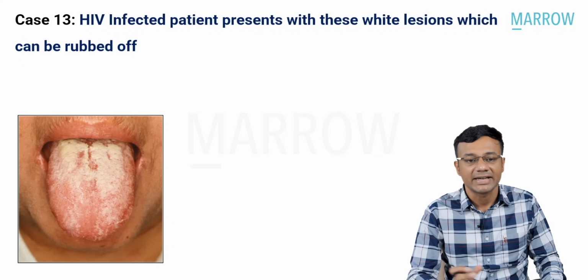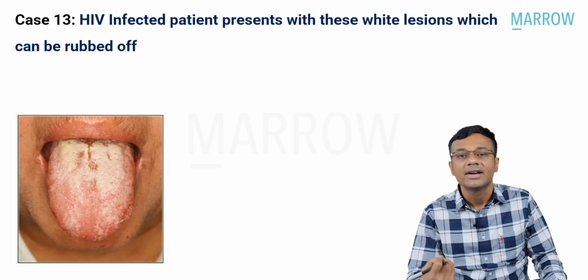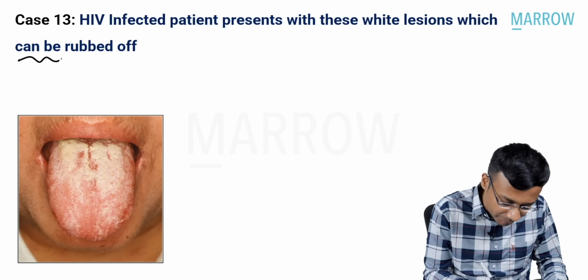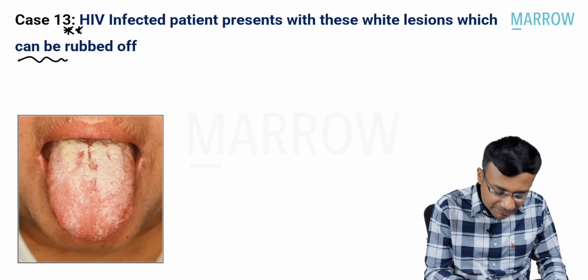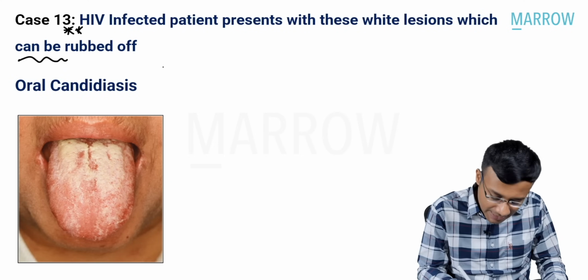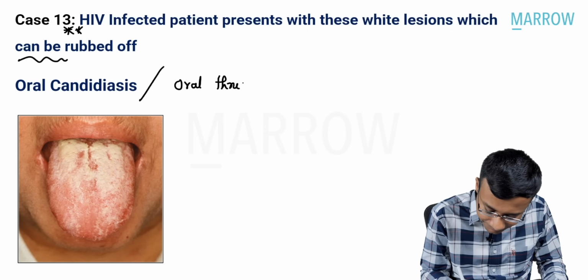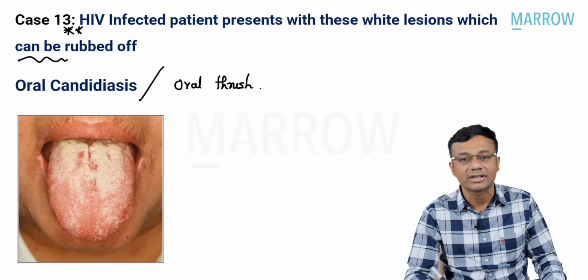Next is a case of an HIV infected patient who presents with white lesions. And a very important clue here, students, is white lesions which can be rubbed off. So kindly focus on this: can be rubbed off. It can be rubbed off because it's a pseudomembrane, white pseudomembranous plaques. We're talking about oral candidiasis. Oral candidiasis is also known as oral thrush.